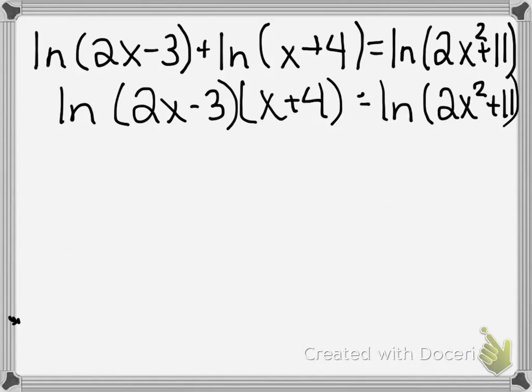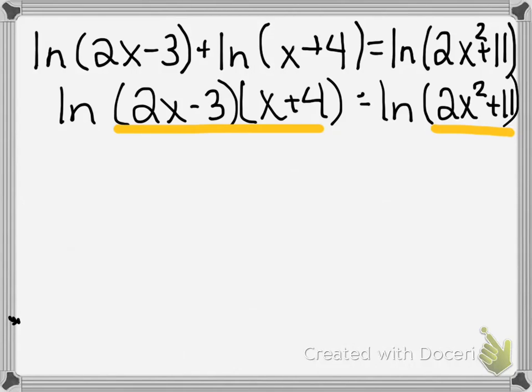Now this is a special situation. Every time before we've never had a log on both sides. Here we have the log with the same base on both sides. So in order for them to be equal, what we're taking the log of must also be equal. So in this scenario, we can ignore our logs because they're both log base e and know that what we're taking the logs of must equal each other.